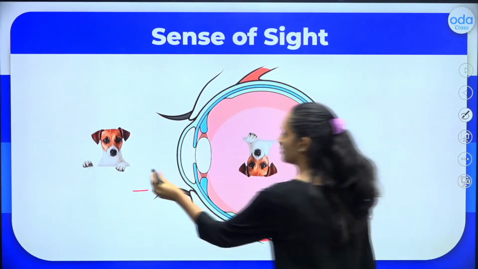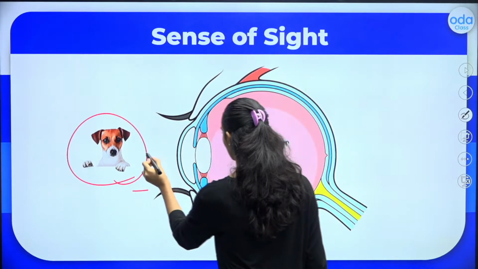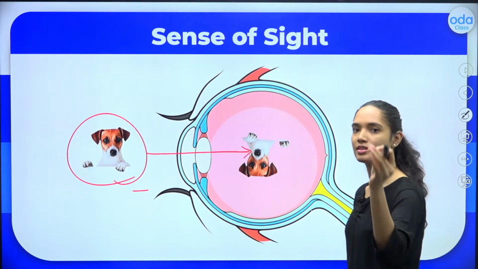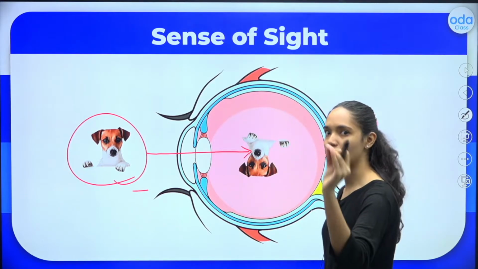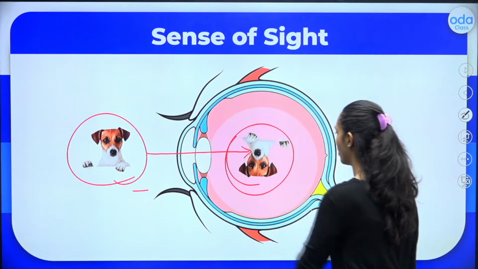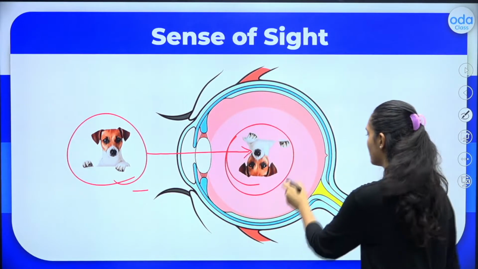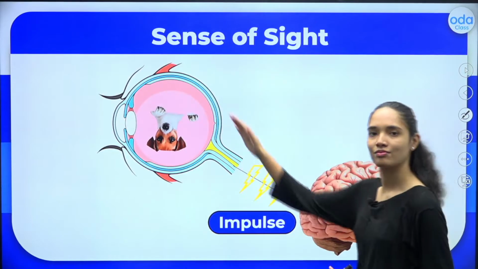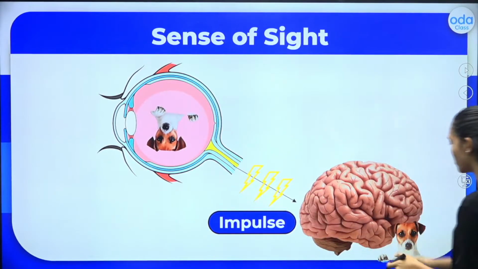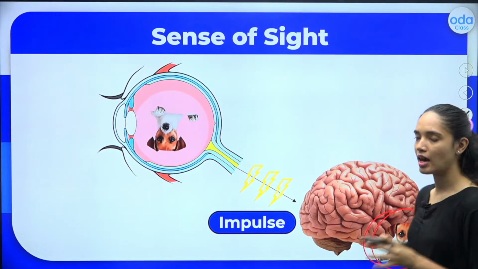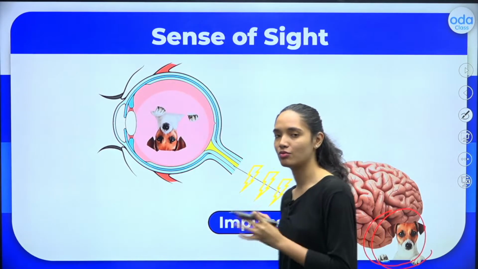See? This is the light. This image travels inside your eye, and the light signals convert into electrical signals through the photoreceptors. And this image is in an inverted form. Now these signals travel to the brain through the optic nerve, and your brain confirms the image. So this is how your eye actually works.